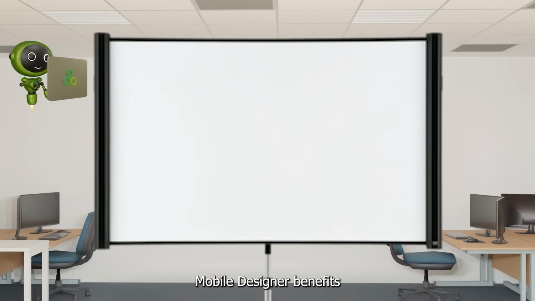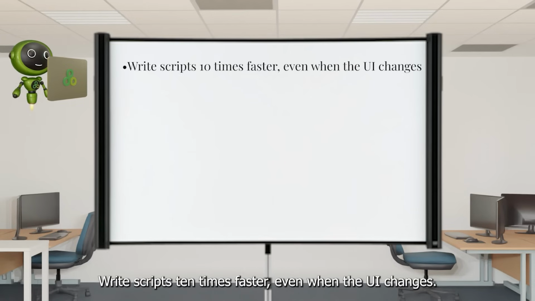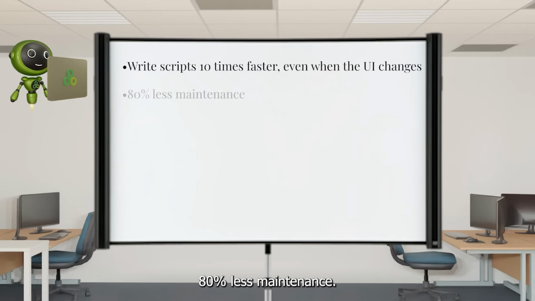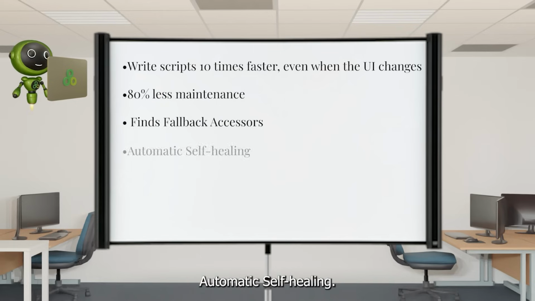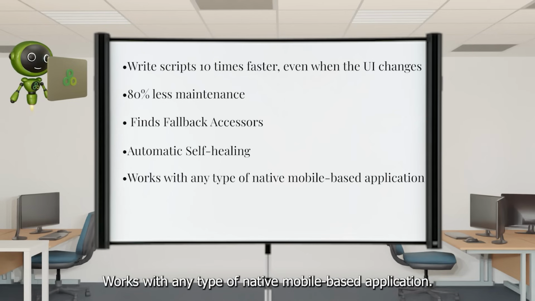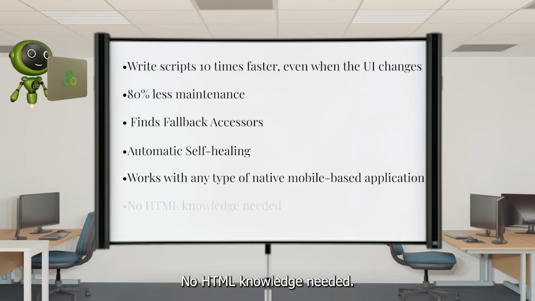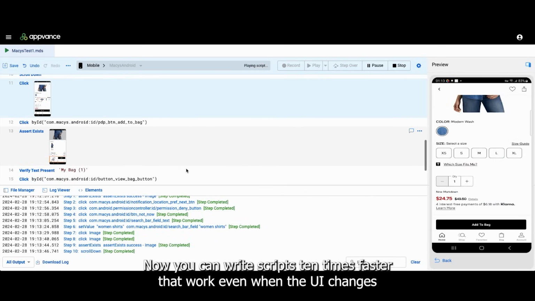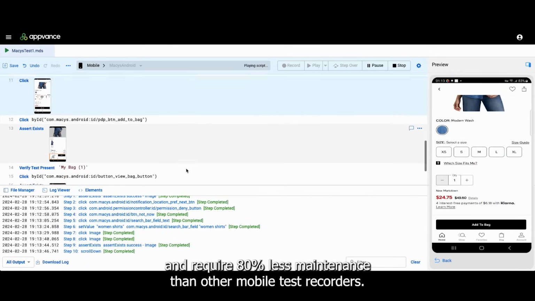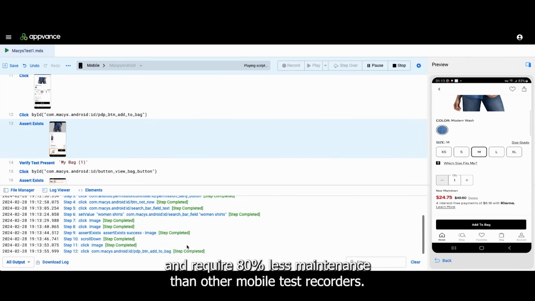Mobile designer benefits. Write scripts 10 times faster, even when the UI changes. 80% less maintenance, finds fallback accessors, automatic self-healing, works with any type of native mobile-based application. No HTML knowledge needed. Now you can write scripts 10 times faster, that work even when the UI changes and require 80% less maintenance than other mobile test recorders.